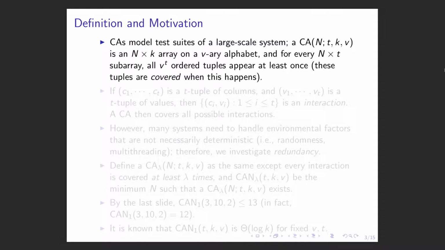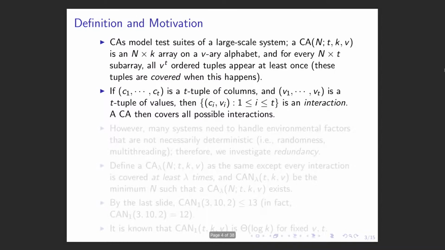So the covering array problem is: I give you 4 parameters, n, t, k, and v, where the array is n rows and k columns with a v-ary alphabet. And for any t columns that you pick, you see all v^t tuples at least once. And we say that these tuples are covered when they actually appear.